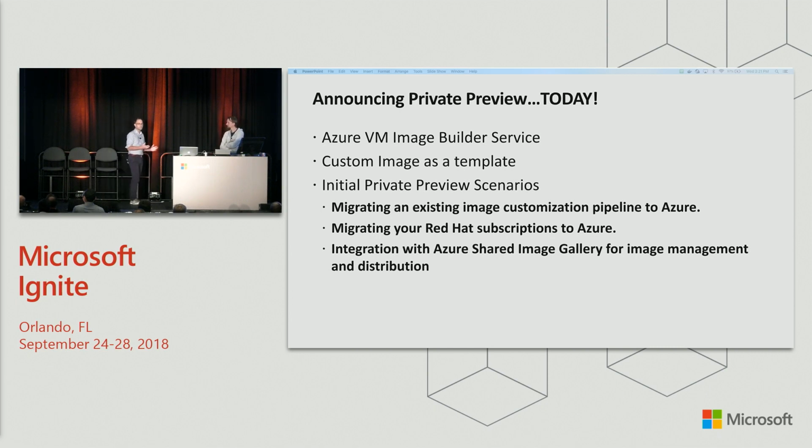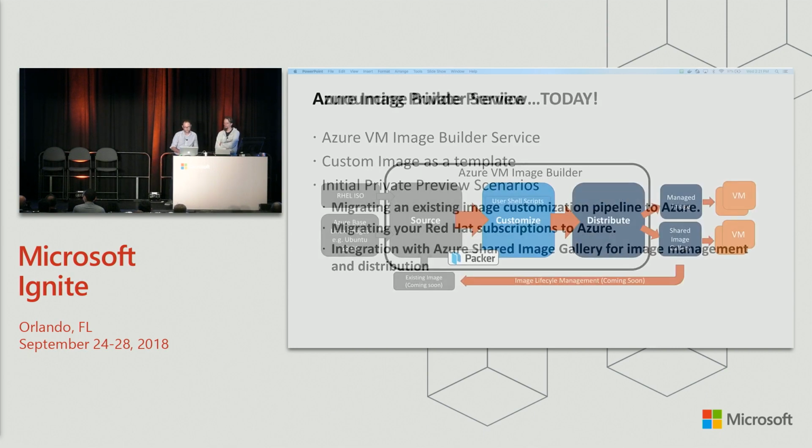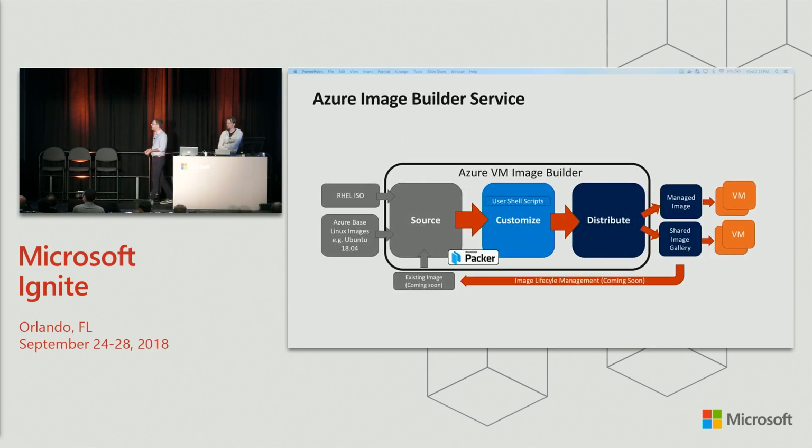Images aren't just for Christmas, they're for life. You have to maintain them. So things like versioning, replicating them to different regions, updating them. So here's actually the Azure Image Builder service from a 50,000 feet level, what it actually looks like. And it's made up of three key components: source, customize, and distribute. So now I'm going to hand over to Paul to detail it more.